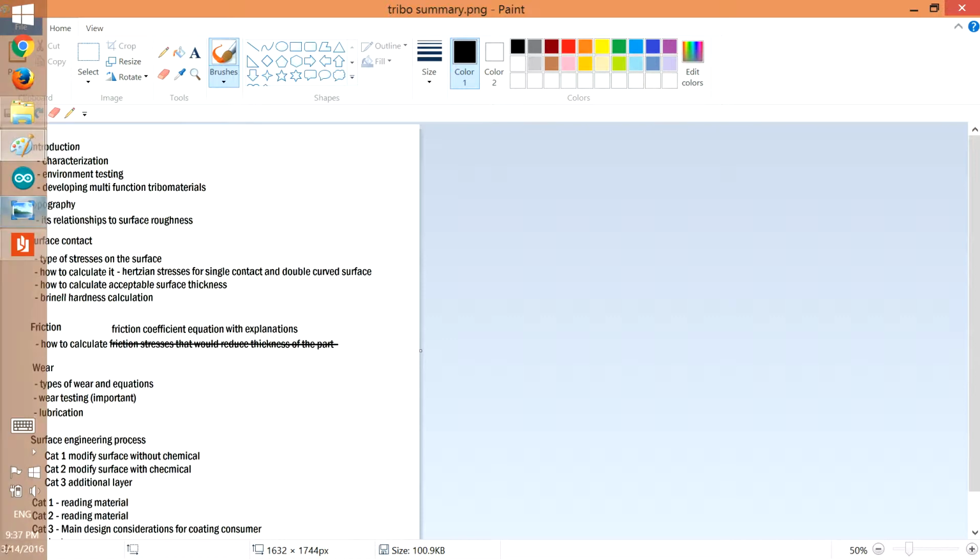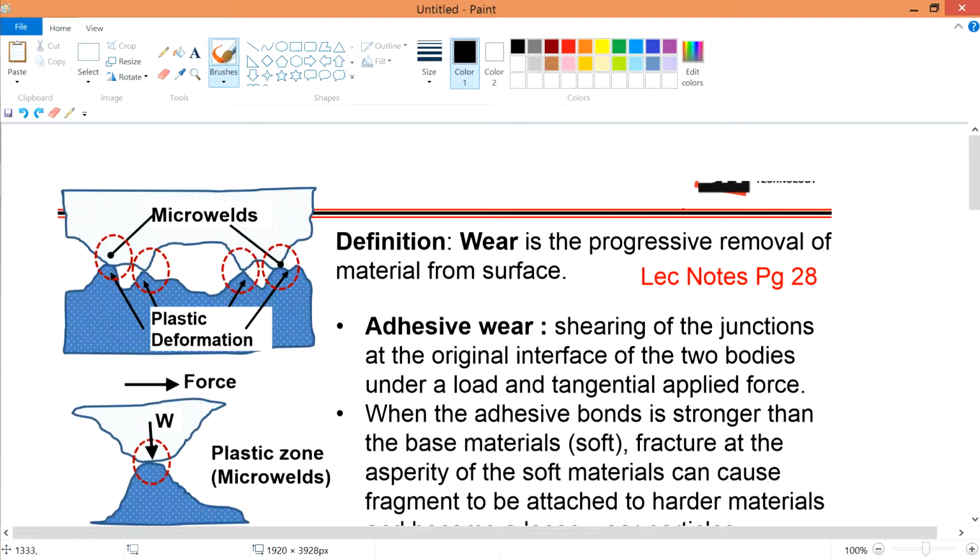Okay, so let's start with the definition of wear: it is the progressive removal of material from the surface. So you have this particular surface. For example, with erosion wear, when the wind starts to blow, this surface over here will start to become less and less. So instead of this squarish shape, you will have something like that. This is a form of wear, and it's an erosion wear. I'll just briefly give you that example. Progressive means it takes time to wear off the material, or the surface, I should say.